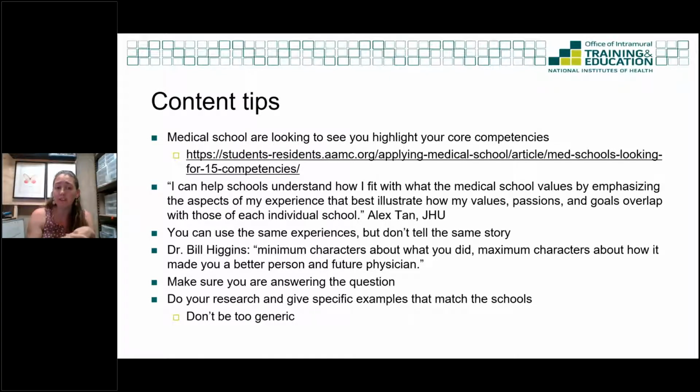So Dr. Bill Higgins, who works with us, what he says is to make sure you include the minimum characters about what you did and the maximum characters really about what you learned, how you became a better person, and how you will be a really fantastic future physician.